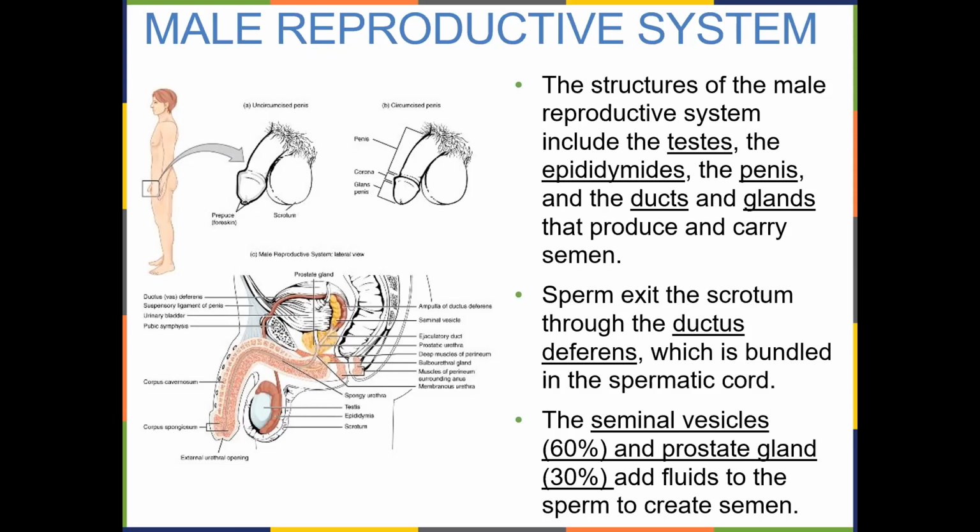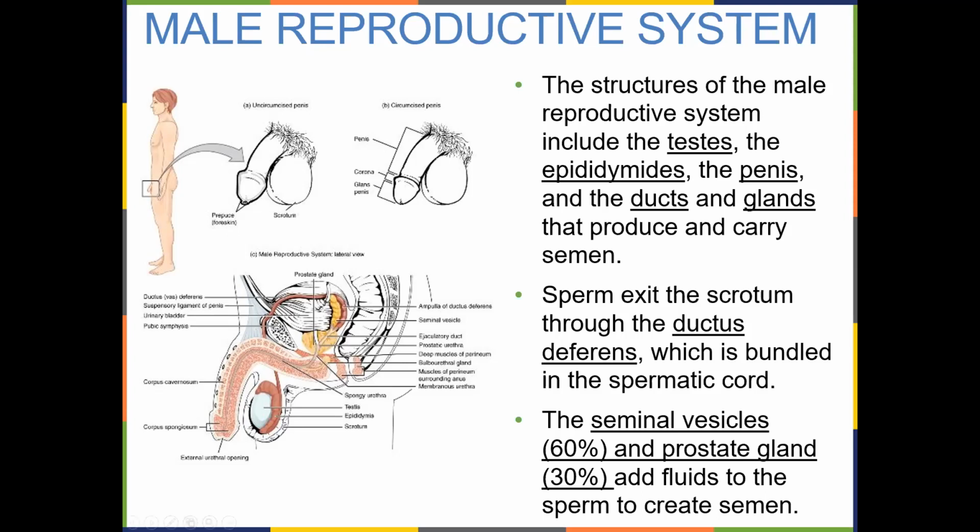The semen is alkaline. It is full of fructose for energy. It contains antibodies to help protect the sperm cells, and it is a liquid medium. Seminal vesicles produce about 60%. The prostate gland produces about 30%, and the bulbourethral gland does between 5 and 10%.